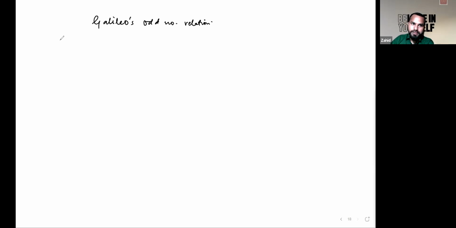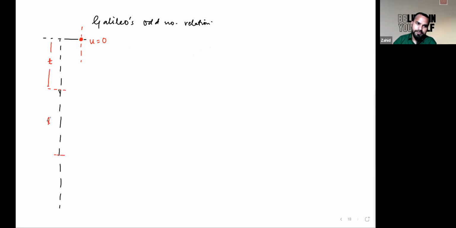Let's say a body is dropped from any height, let's say from this point. Since it is dropped from rest, its initial velocity would be zero. So we have to calculate the ratio of height covered by the body for equal time gap. Let's say the time duration from this point is t. Similarly, from this point is t. And from this point is t.